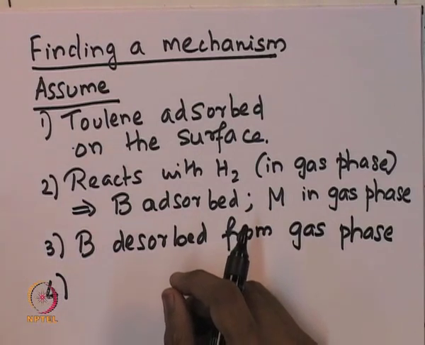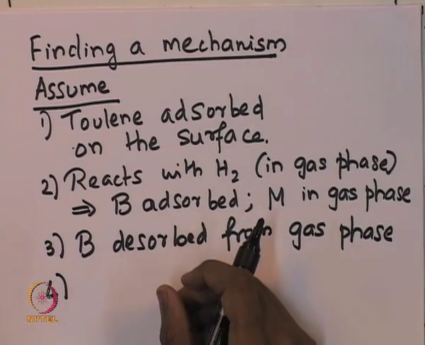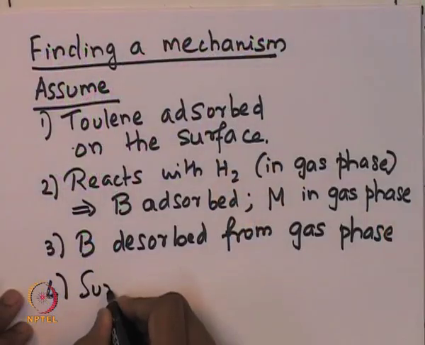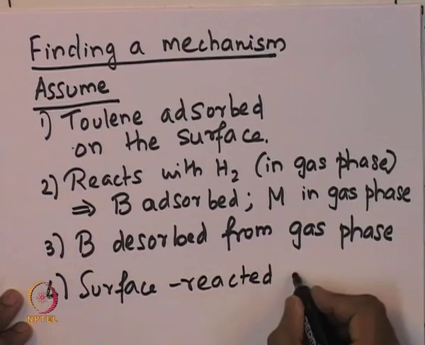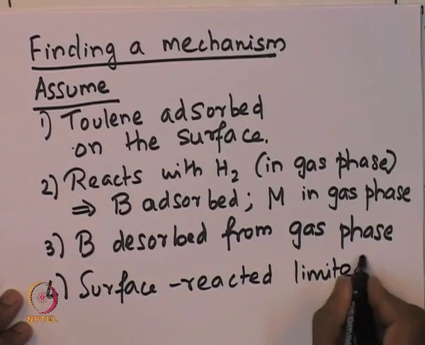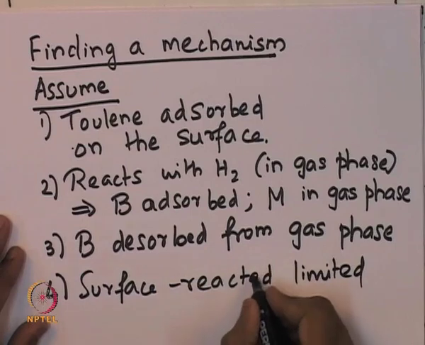You must have learnt in the previous lectures that there has to be a rate limiting step. So, we will assume that the heterogeneous reaction is actually a surface reaction limited step, and this is in fact not a bad assumption, because 75% of the heterogeneous reactions are actually limited by the surface reaction. So, therefore, let us assume that it is surface reaction limited.